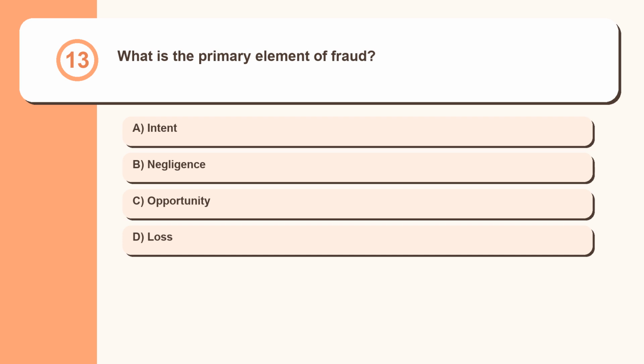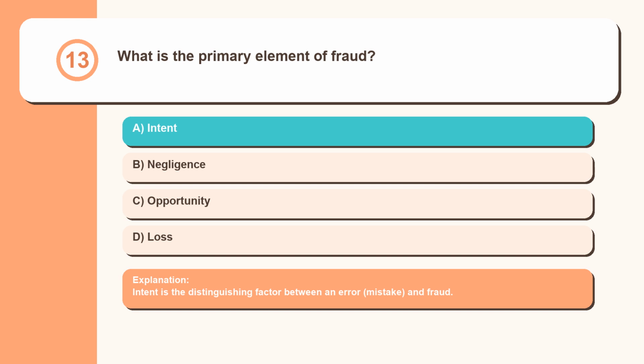Question 13. What is the primary element of fraud? Intent, negligence, opportunity, loss. Intent is the distinguishing factor between an error, mistake, and fraud.